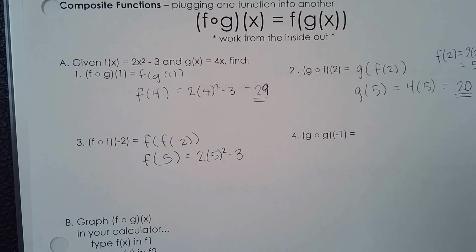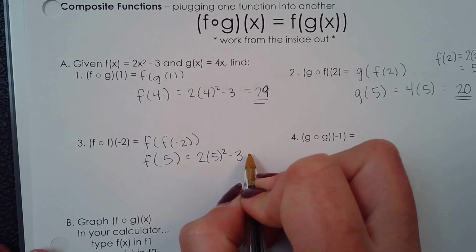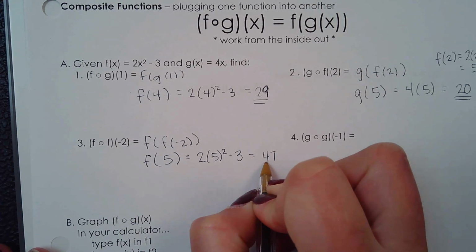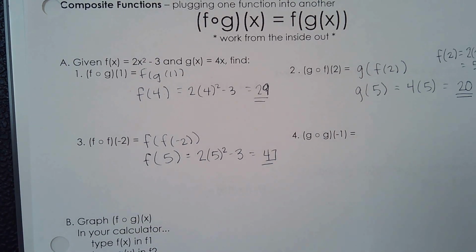So 5 squared will give us 25, times 2 gives you 50, minus 3 gives you 47. Is it making a little bit more sense? Do you have any other questions right now? Anybody still not lost? Or anybody still lost?